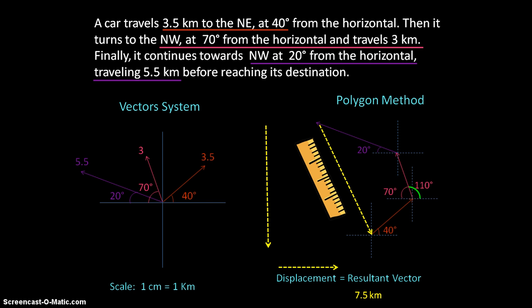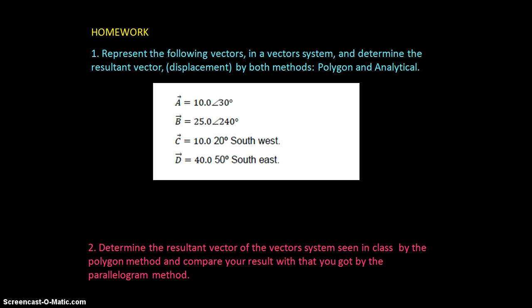7.5 kilometers. Okay? Now, with the information given in this video, in the topic explanation and in the previous video, you will be able to solve this exercise for homework. You have to represent these vectors A, B, C, D in a vector system, and you have to determine the resultant vector, it means the displacement, by both methods, the polygon method and the analytical method. And this will be the first exercise.